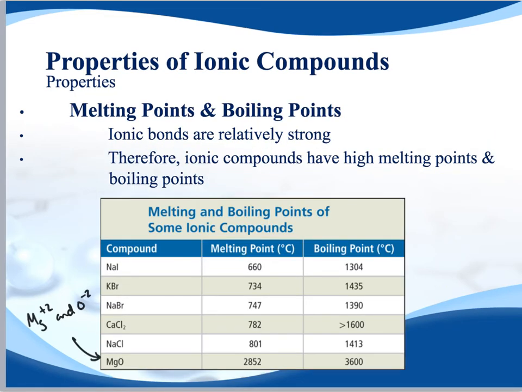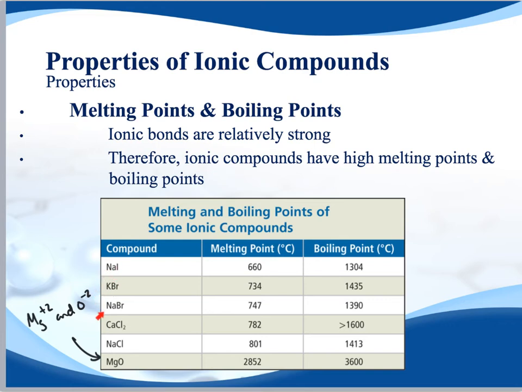Melting point and boiling point. Ionic bonds are relatively strong. Remember, things like to react because they become more stable. They have a good attraction to other particles. Therefore, ionic compounds have high melting points and boiling points. You can kind of see here sodium iodide. We're going to learn how to name these soon.